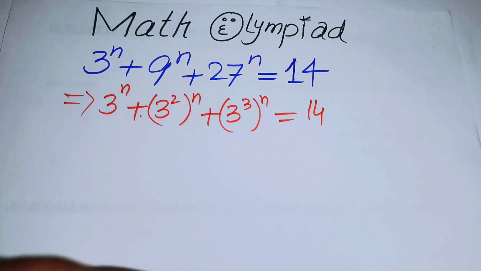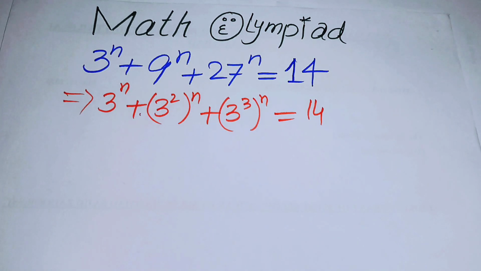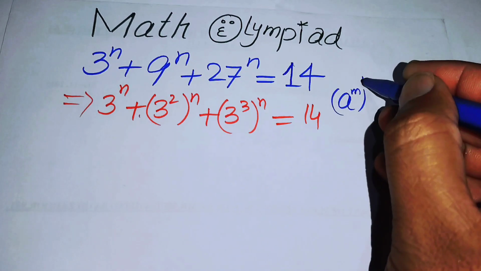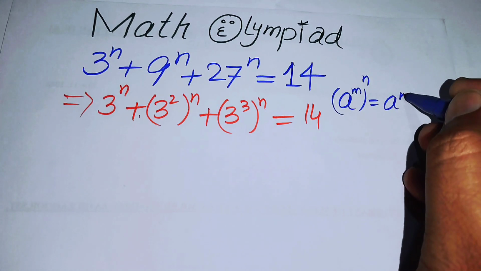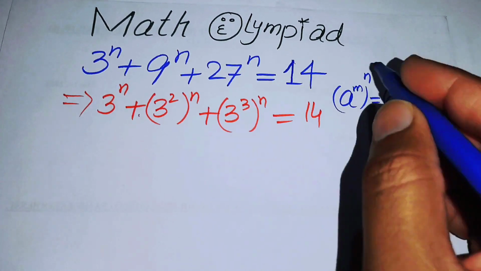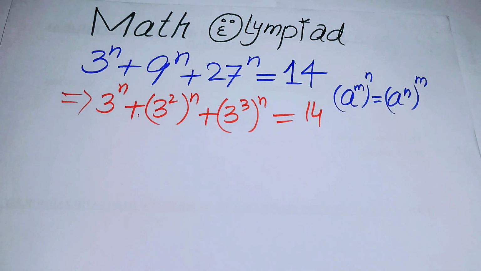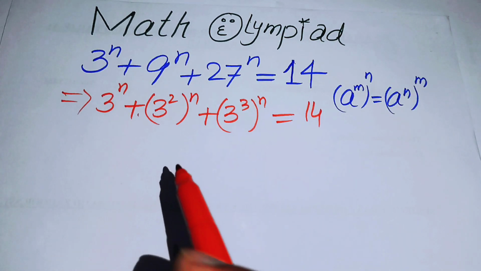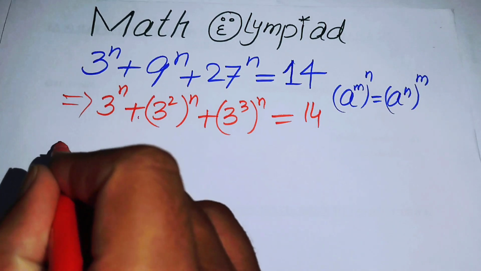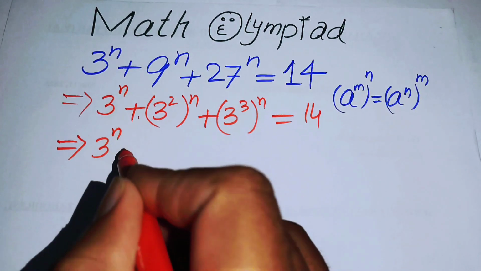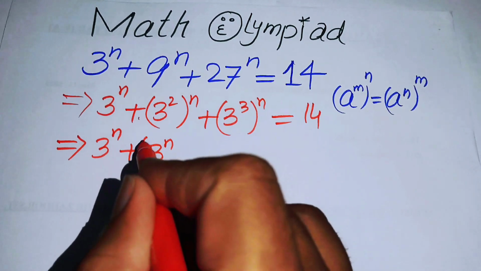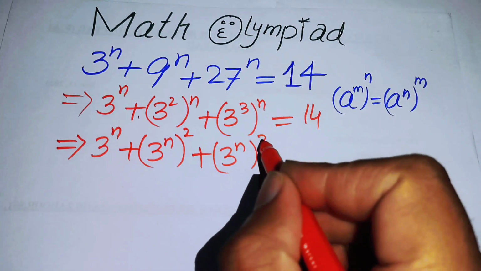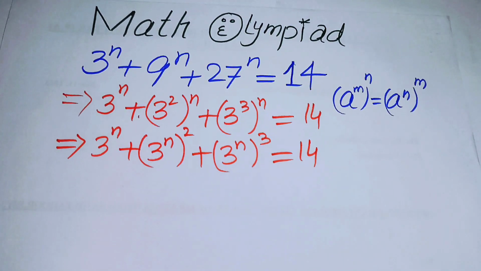After this step we will use the nice exponential law, and you know about this law. If we have a to the power of m to the power of n, it is equal to a to the power of n to the power of m. It means that we will just interchange these exponents and it will give the same answer. So now we need to change these two exponents, so we write 3 to the power of n plus 3 to the power of n and its whole squared plus 3 to the power of n and its whole cubed is equal to 14.